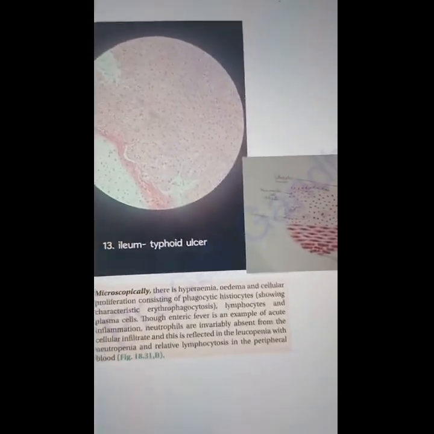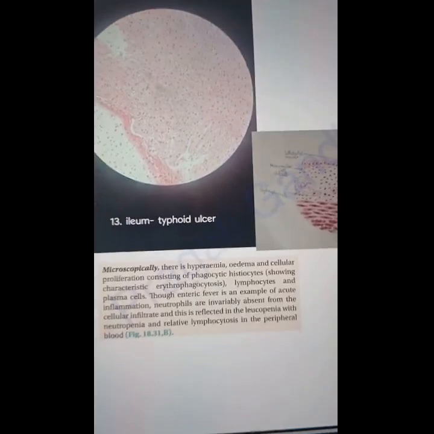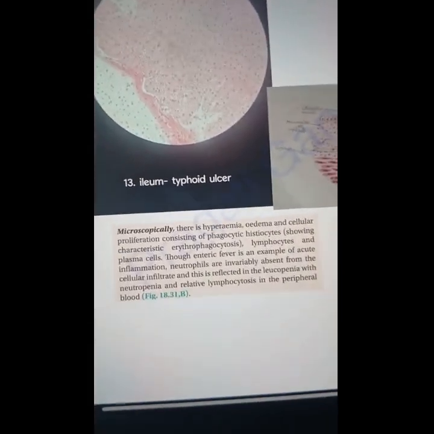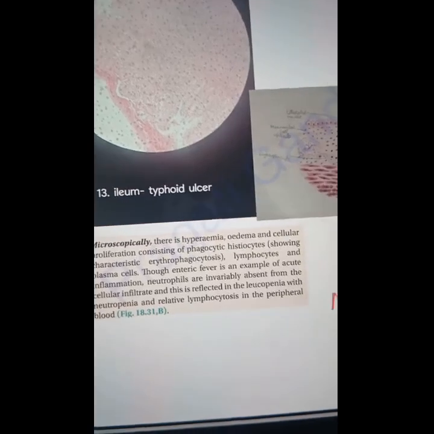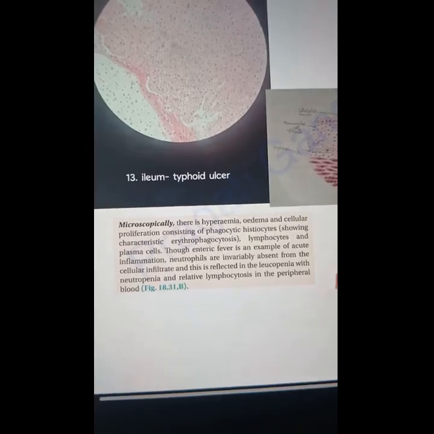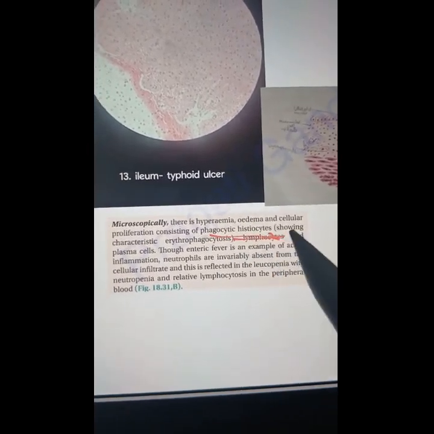Next one is ileum typhoid ulcer. Here only a few important things are important. Basically the triad of hyperemia, then edema, and next is cellular proliferation. So the triad of hyperemia, edema, and cellular proliferation, which consists of phagocytic histiocytes.